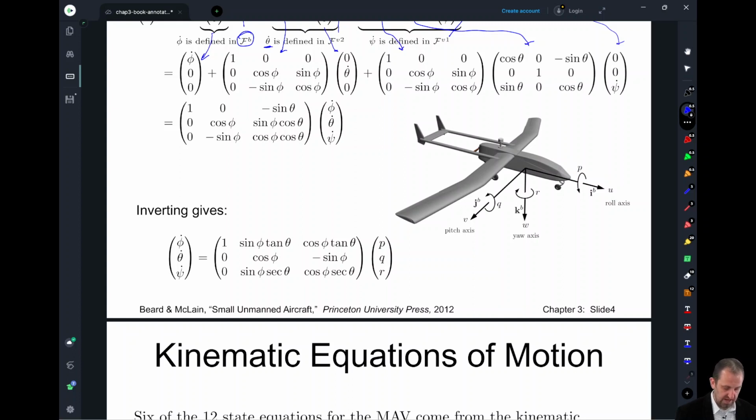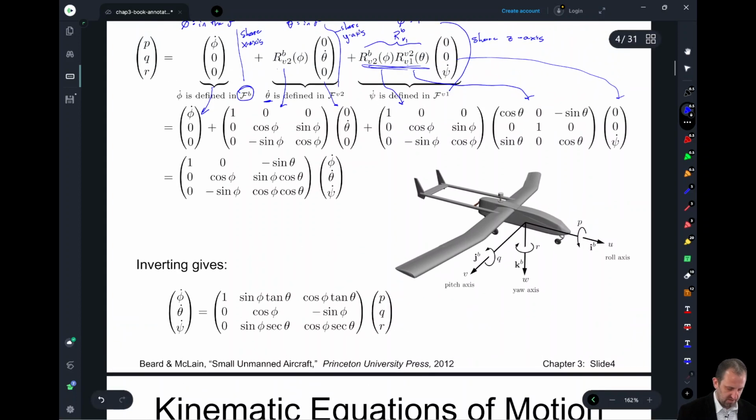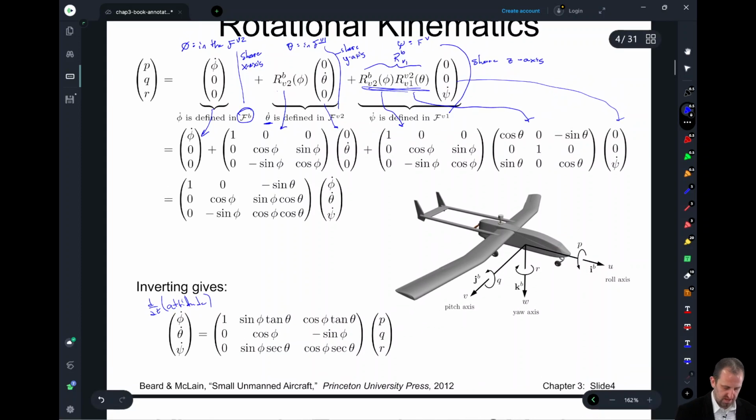So what we do is we invert that to get the relationship, because what we want to do is define the time derivative of our attitude. So over here is the d/dt of the attitude, in terms of our rotational velocities. So again, these were our rotational velocities.